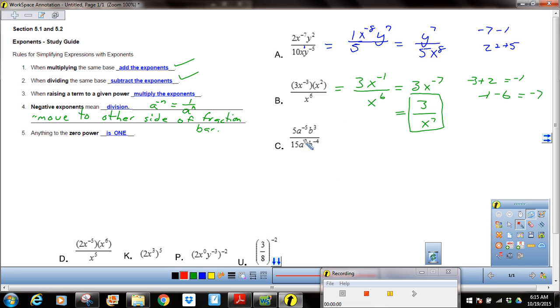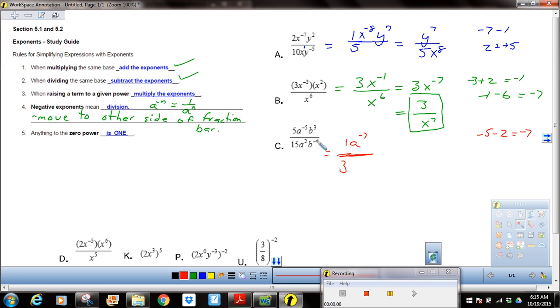On C, it's going to be dividing the same base. 5 over 15 reduces to 1 over 3. I'm going to extend this because I don't know really where we're going to end up with things. I have a to the -5th divided by a to the 2nd. I have to subtract the exponents because it's divide. I end up getting -7, so it's a to the -7th.